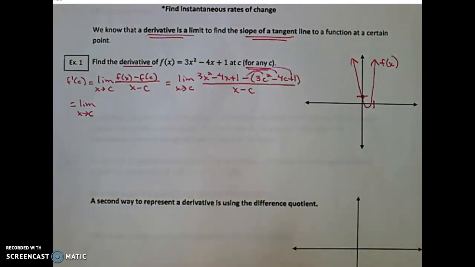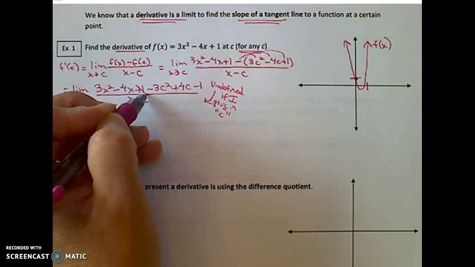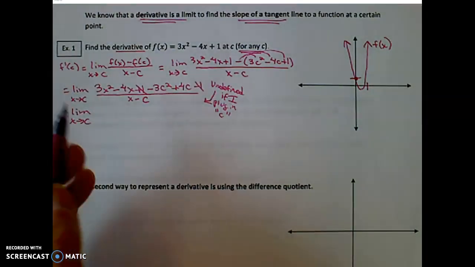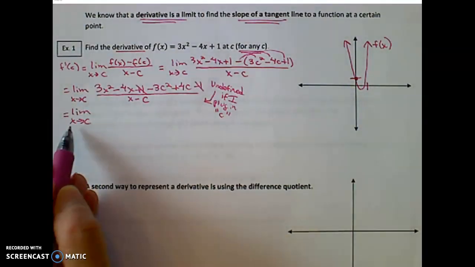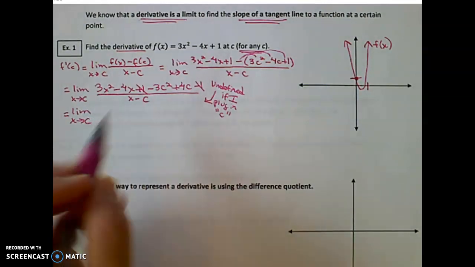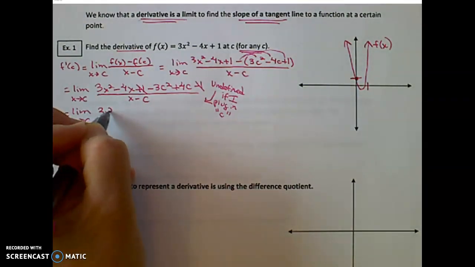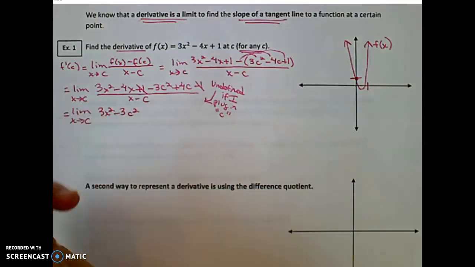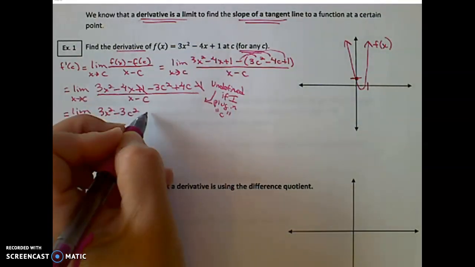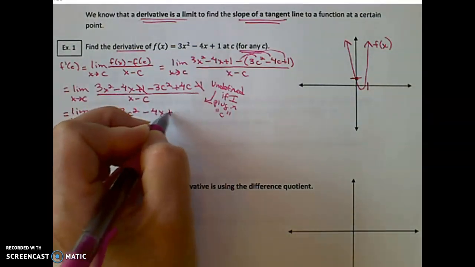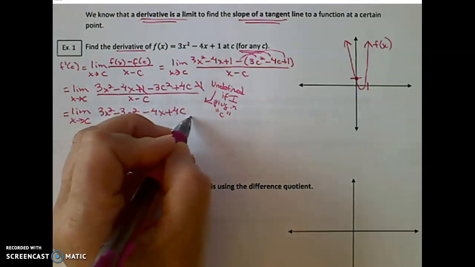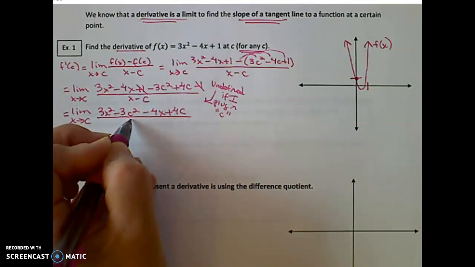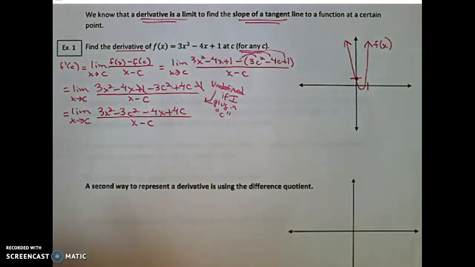I'm going to pause here. Notice my 1's cancel out after I distribute. This is the same as the limit as x approaches c. I'm going to collect my squared terms, 3x squared minus 3c squared, and then collect minus 4x plus 4c. Again, I cannot plug in x equals c, otherwise my denominator is undefined.